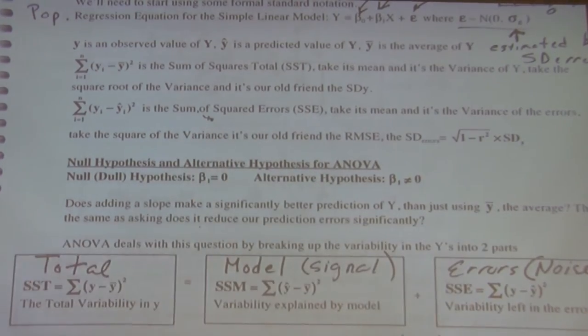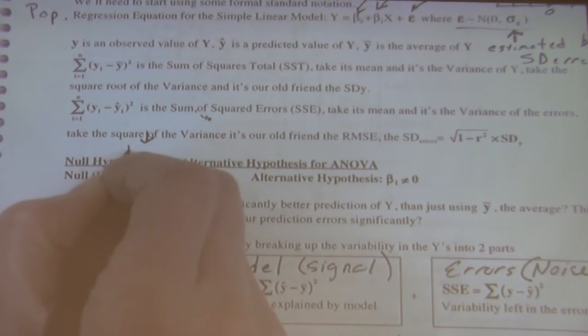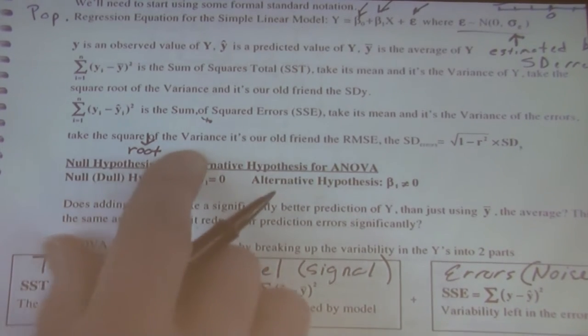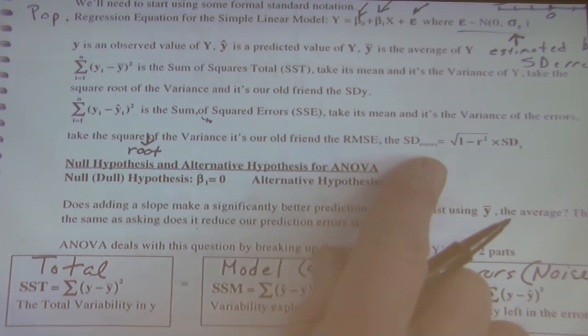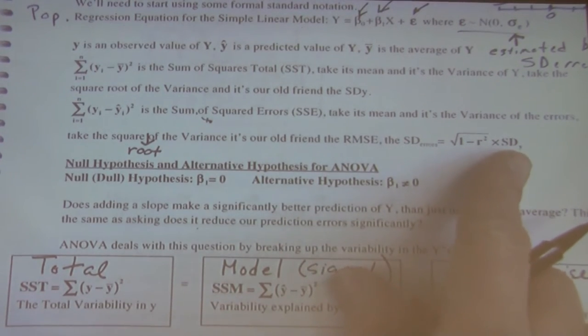And if we take the square root of the variance, it's our old friend, the standard deviation of the errors, which we know is the square root of 1 minus r squared times the standard deviation of the y's.